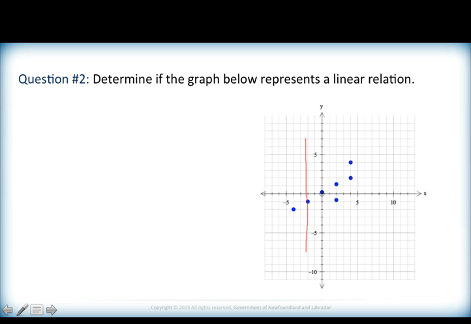What if we drew a line through here? If we drew a vertical line through there, you can see that it hits in two places, which can't happen. And we're going to look at two places again. So since this vertical line test does not pass, it is not a linear relation.